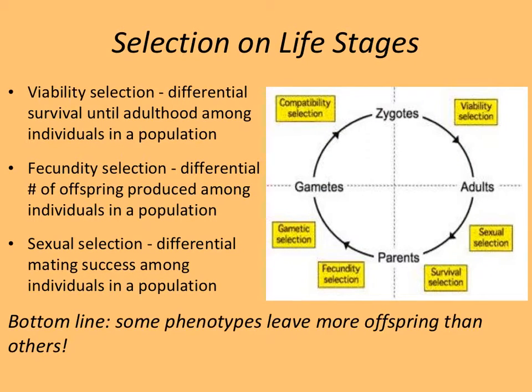Now, if there's a bad mutation with the zygote, it will become unviable. In other words, it's got a bad mutation, and it may develop up to a certain point, but that's about the end of it, and then it's dead.